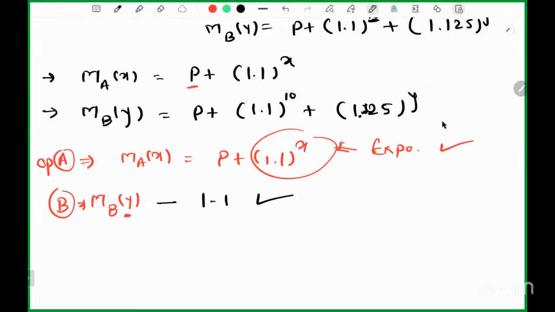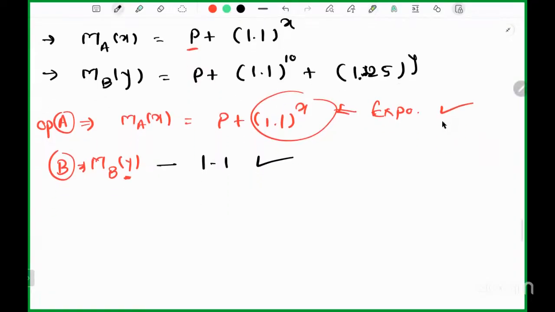Now similarly, option number B says that MB of y is also a 1-1 function. So here you can see that this is nothing but a constant value. And here you have an exponential function, a to the power y, right? So again, exponential functions are 1-1. So that's why this option is also correct. So the B option is correct.